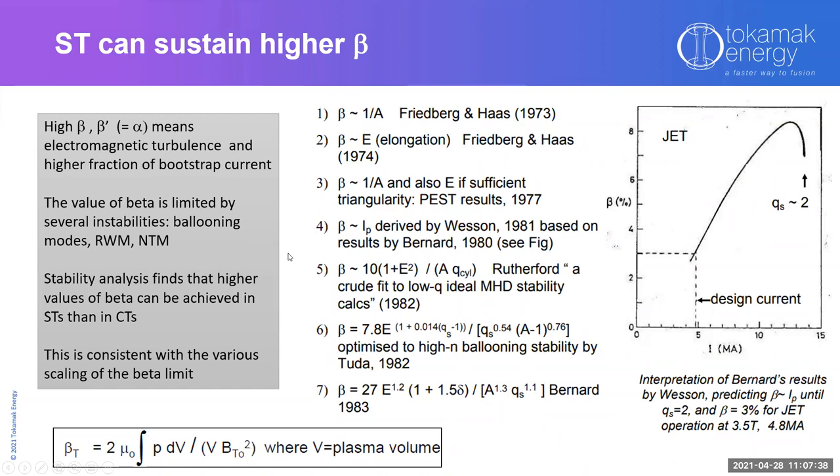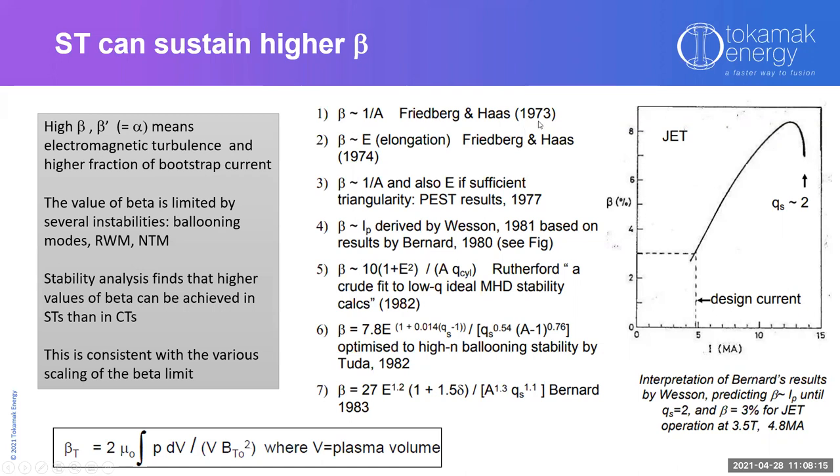And so the natural geometry of a spherical tokamak, as you have seen before, is that of a strongly elongated plasma. And it's found that if you have a strongly elongated plasma, most of these instabilities are basically either suppressed or reduced. So it is consistent with lots of, let's say, scalings of the beta limit that were found in time.